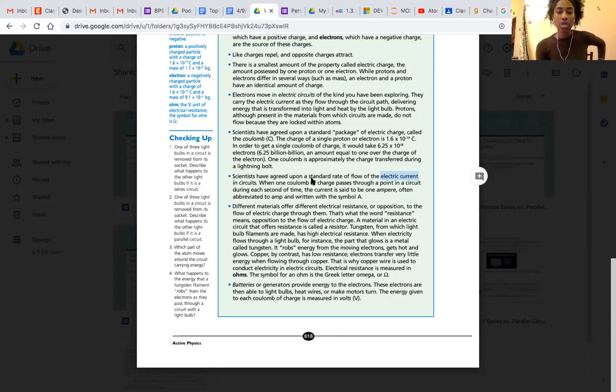okay? And so resistance, we talked about that a little bit earlier. Resistance is opposition or something that makes it more difficult, right? So a resistor is providing resistance. It is making electricity more difficult to flow through, okay? And so that's what we said. Tungsten, from which the light bulb filament is made, has high electrical resistance. When electricity flows through the light bulb, for instance, that part glows, okay?